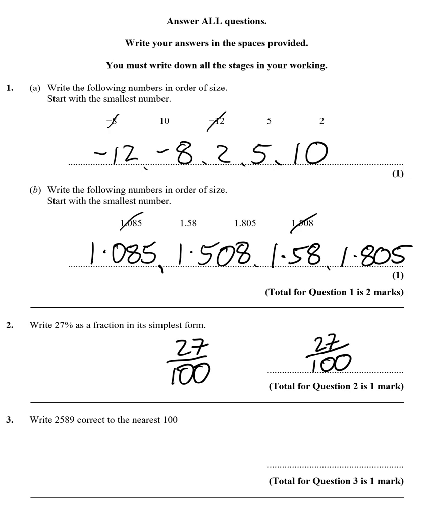Now, question 3. Write 2,589 correct to the nearest 100. Well, let's look at the number after the 100. In the tens column is an 8, so it's going to round up, so it becomes 2,600. Okay.